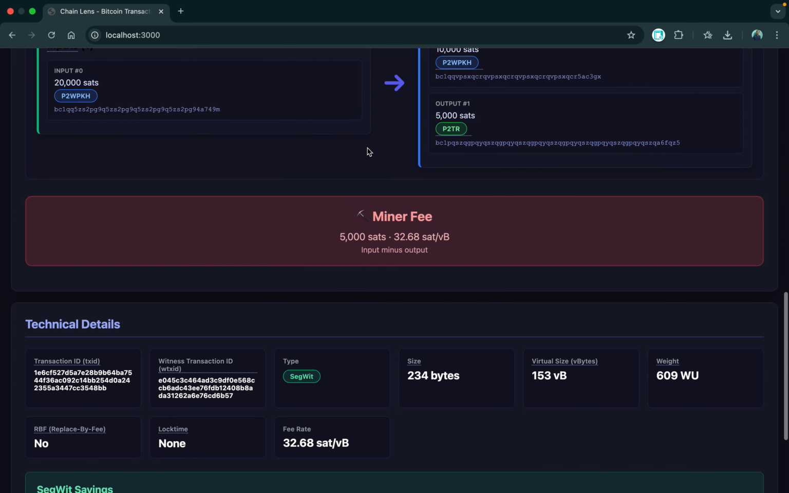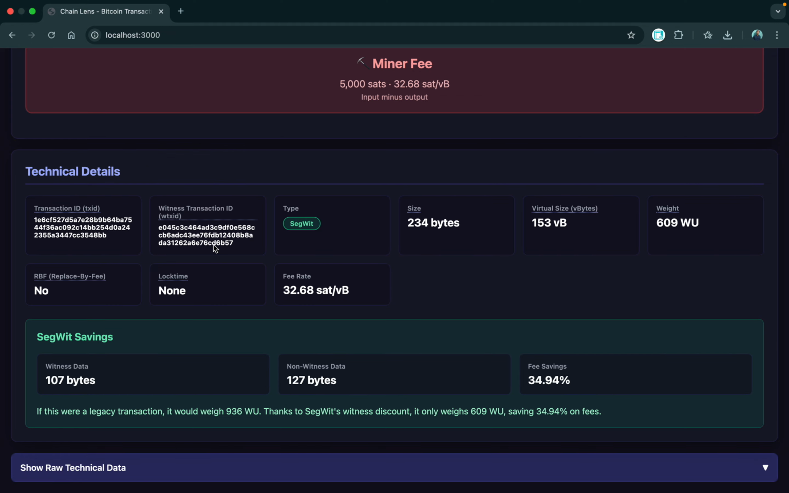Now, this transaction does not signal RBF, but a transaction which signals RBF means that it can be replaced with a higher fee version before confirmation. That's controlled by the nSequence field. Now, a transaction can also use locktime or timelocks. So, absolute timelocks prevent mining before a specific block height or time, and relative timelocks delay spending for a certain number of blocks after confirmation.